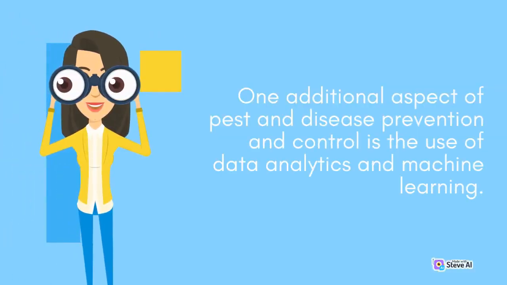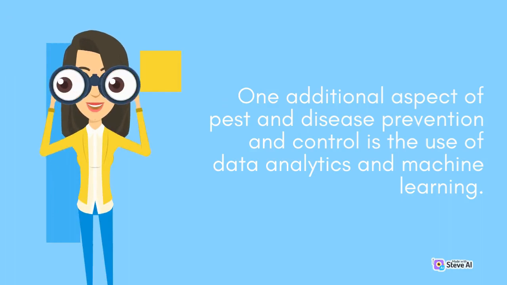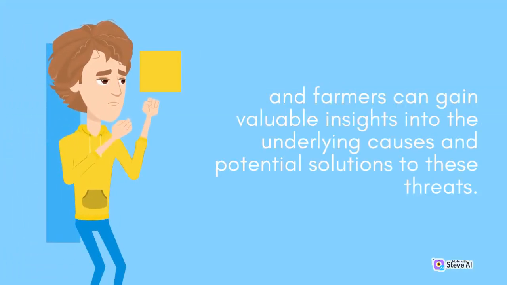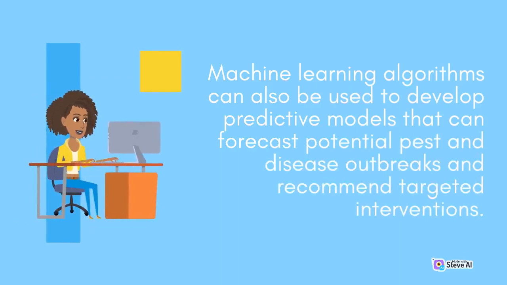One additional aspect of pest and disease prevention and control is the use of data analytics and machine learning. By collecting and analyzing data on pest and disease outbreaks, weather patterns, crop health, and other variables, researchers and farmers can gain valuable insights into the underlying causes and potential solutions to these threats. Machine learning algorithms can also be used to develop predictive models that can forecast potential pest and disease outbreaks and recommend targeted interventions.